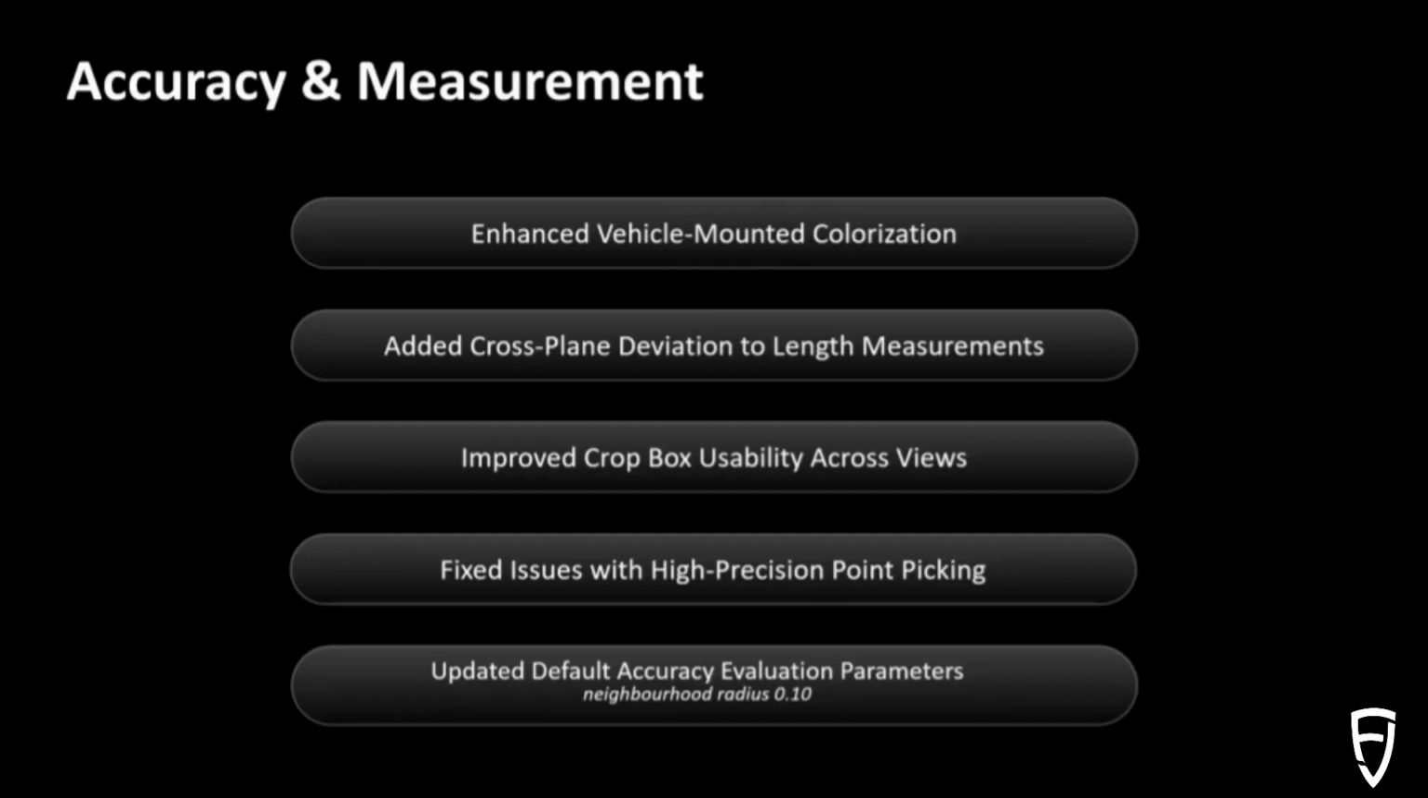Vehicle mounted colorization has been improved. Vehicles are now automatically excluded and colorization is remapped for better results. Length measurement has been enhanced to include cross-plane deviation, giving more realistic measurement results. We also improved crop box usability across different views. We fixed issues with high precision point picking and updated the default accuracy evaluation parameters. So now the neighborhood radius is set to 0.10.